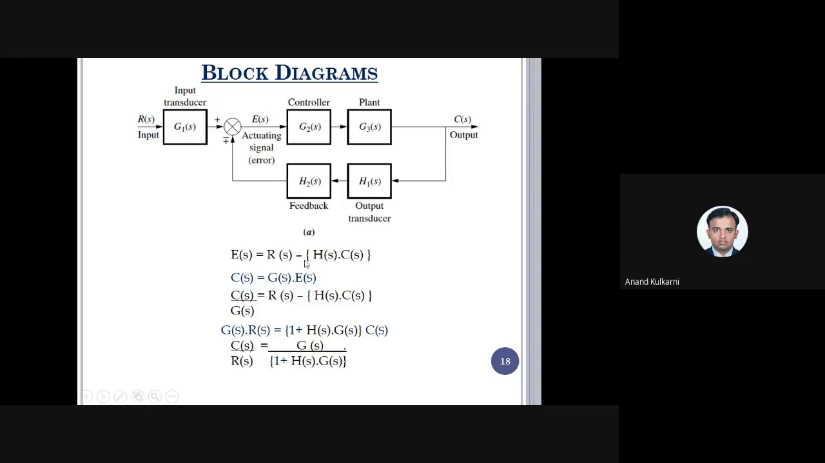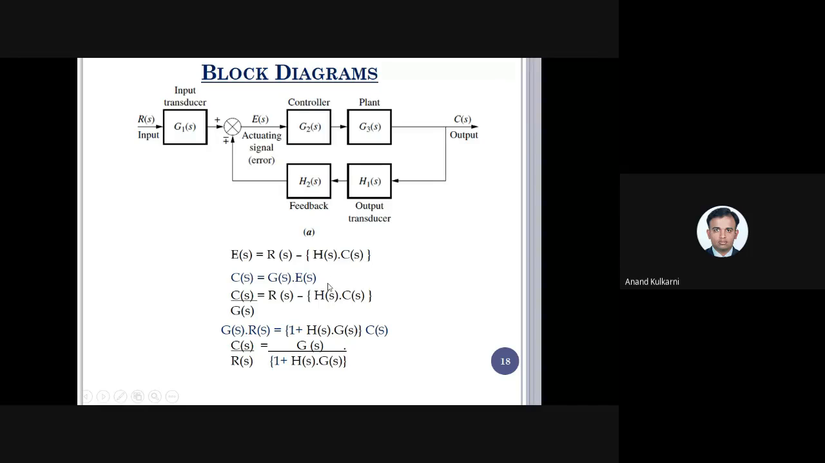So R of S minus H of S into C of S. This is my input. This is the equation. Second equation, we know that output signal is equal to input signal into the transfer function of this block. For our simplification, we have written this as G of S, because it is G1 of S into G2 of S. So that we write as G of S. So this is G of S into E of S.